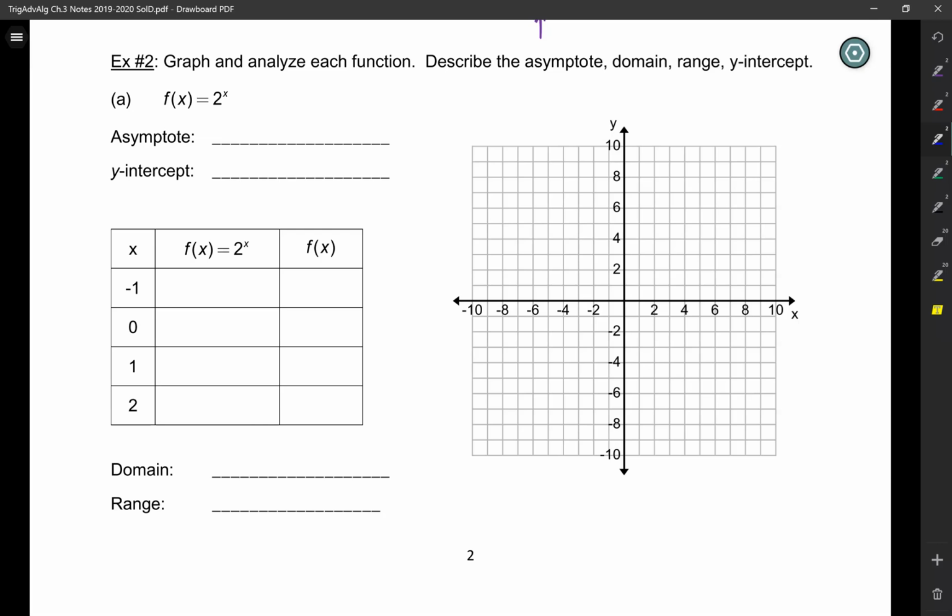2 to the x. All right, so first, asymptote, we said the default case, it's y equals 0. Y-intercept, that's when x is 0. So you say y equals 2 to the 0. That's 1, 0, comma 1.